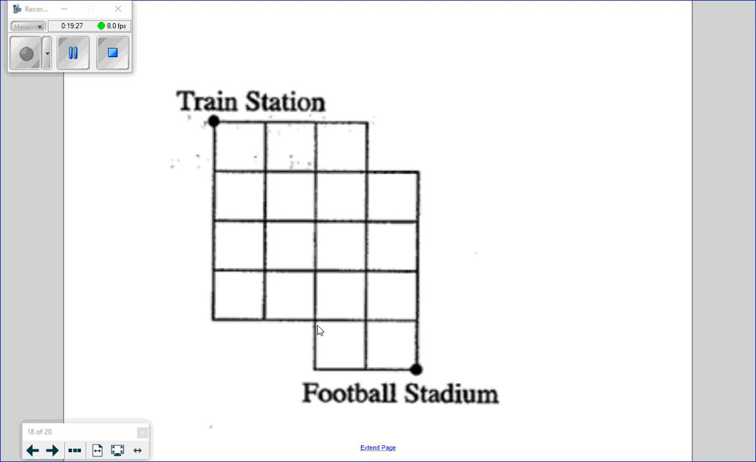Now, here's the other thing. So I put the train station here and the football stadium here. If the question said, how many ways are there to go from the football stadium to the train station? Do you understand that to go from the train to the football is the same as going from the football to the train? Yes. So it doesn't matter if you start with your 1, 1, 1, 1, 1, 1, 1 and go that way, or 1, 1, 1, 1, 1, 1, 1 and go that way. You're going to get out the same answer.